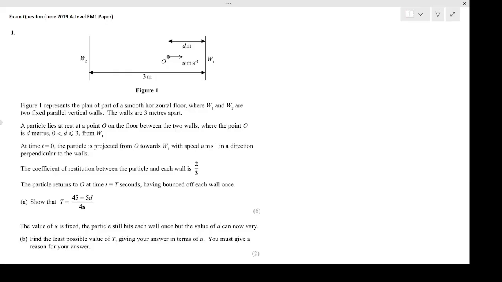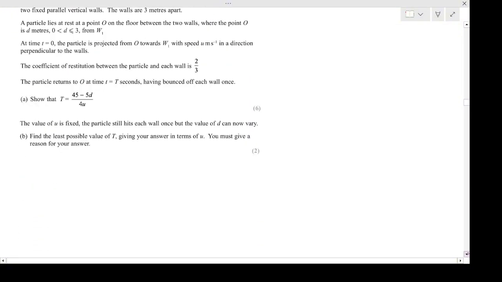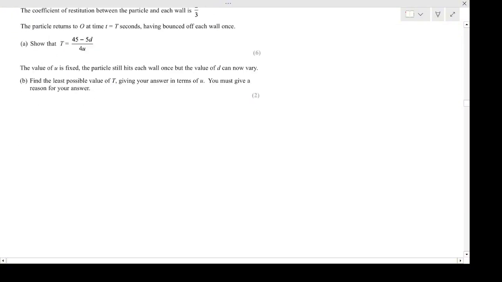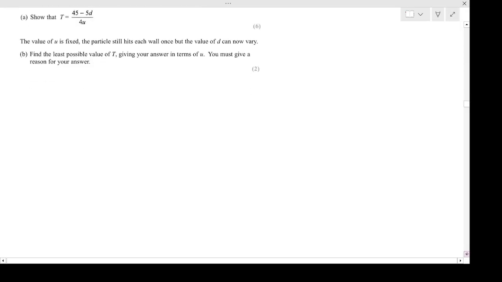So what's happening is the particle starts at O, then it's going to move towards wall 1, bounce from wall 1 back to wall 2. And then it's going to return from wall 2 back to O. Okay, so it wants the whole time of that whole journey. Okay, so we need to get to this expression here. Okay, and actually, instead of doing a bunch of different diagrams for the different parts of the journey, I think it'd be better to do just one big main diagram. So I'm basically pretty much going to copy what they've done here.